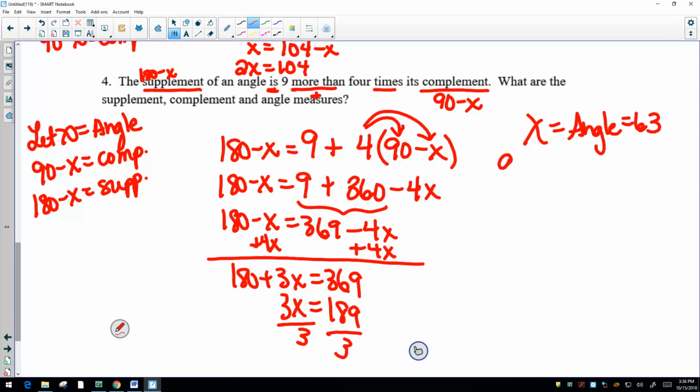We needed to find the complement, which we represented as 90 minus X. So if I do 90 minus 63, we get 27. And we had to find its supplement, which was 180 minus X. And if I plug in 63 and subtract that out, I get 117.